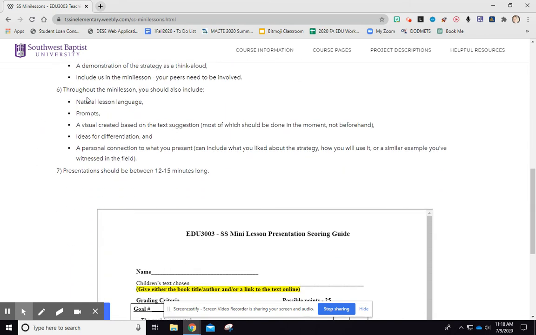In the book, it also talks about lesson language, prompts, and the visual, and then you're going to come up with ideas for differentiation. So your high flyers, how will you differentiate for them, or your struggling learners? And then you need to tell us a personal connection to what you're presenting. All this should be within 15 minutes or less.